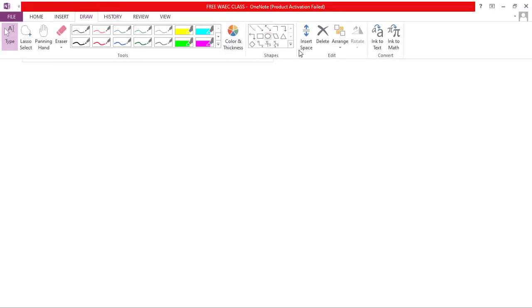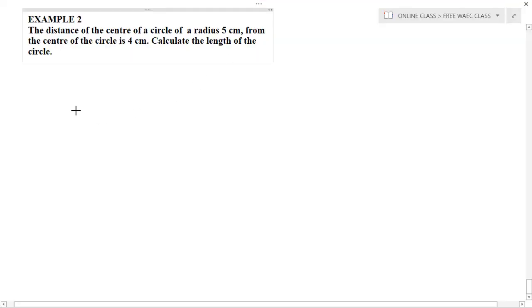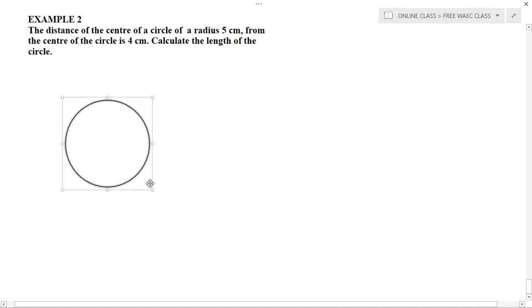According to the question, let's first draw our circle so that we have the circle here. Let me make it bigger. Yes, we have the circle here. So we have our solution here. The question says that the distance of a chord from the center of a circle of radius 5 centimeters is 4 centimeters.